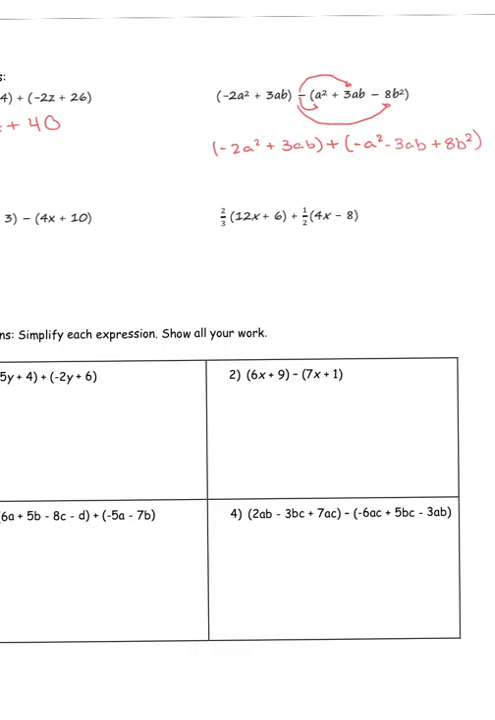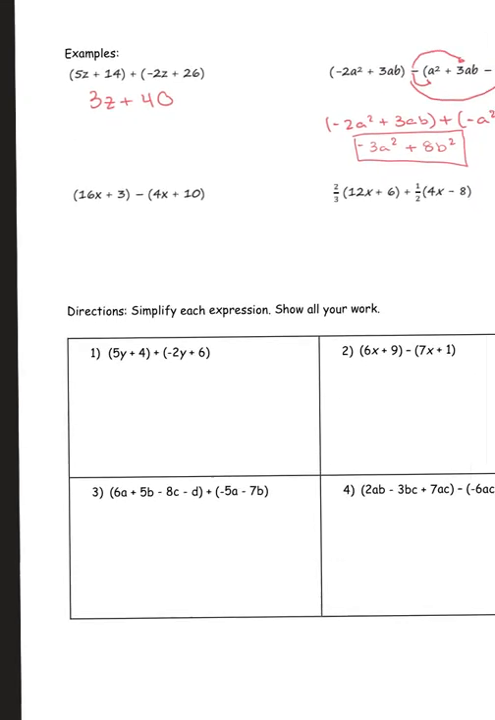All right. So now looking at my a squared terms, I have negative 2a squared plus a negative a squared, which gives me negative 3a squared. Then I have a positive 3ab plus a negative 3ab. I know that's going to cancel out. Then my 8b squared, I have nothing to combine that with, so that leaves me with plus 8b squared. All right. Let's take a look at the next example.